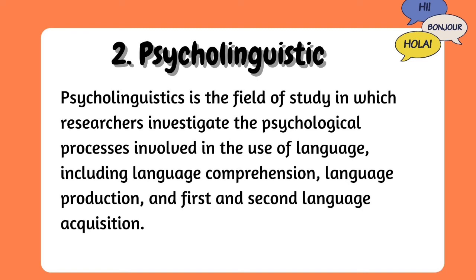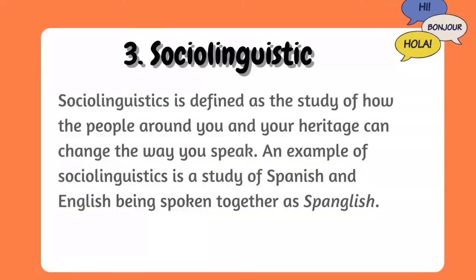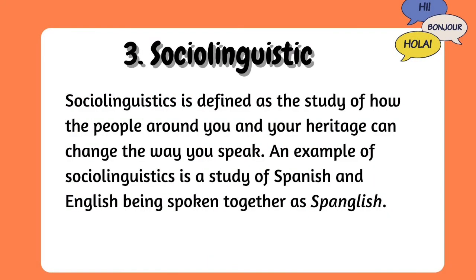Psycholinguistics is a field of study in which researchers investigate the psychological processes involved in the use of language, including language comprehension, language production, and first and second language acquisition. Sociolinguistics is defined as a study of how the people around you and your heritage can change the way you speak. An example of sociolinguistics is a study of Spanish and English being spoken together as Spanglish.